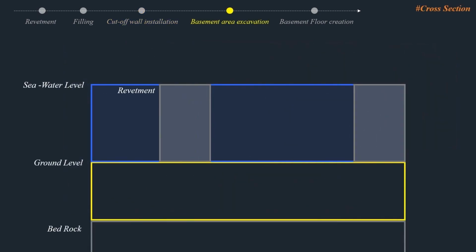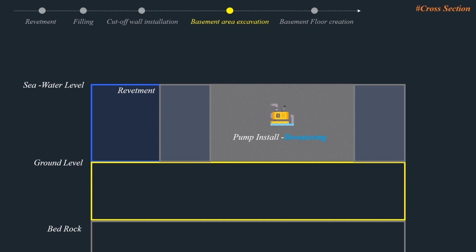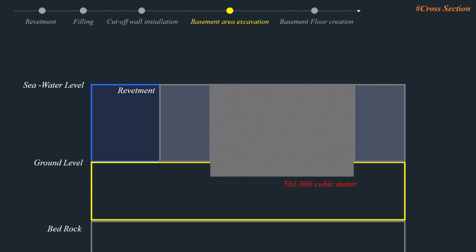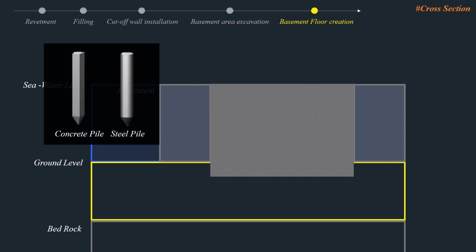Before the basement area's excavation, a pump was installed for dewatering in order to make the land dry. Then, 53,000 cubic meters of sand were removed from about 24,000 square meters of land. After basement area excavation, finally concrete piling began to build a basement floor.